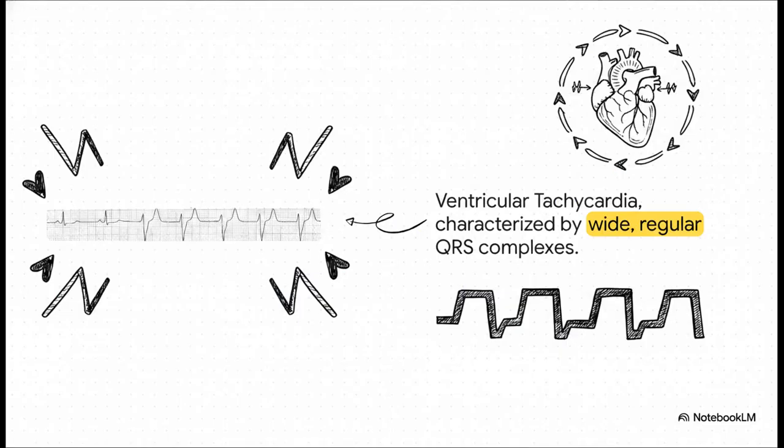Here we have a perfect example of what's called monomorphic ventricular tachycardia. Monomorphic just means one shape. So look for 3 things here: a fast rate, a regular rhythm, and QRS complexes that are wide and, crucially, look exactly the same beat after beat after beat. That uniform shape tells us there's a single, stable spot that's firing off and driving the whole rhythm.